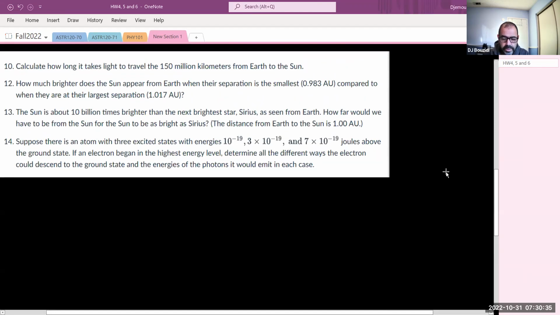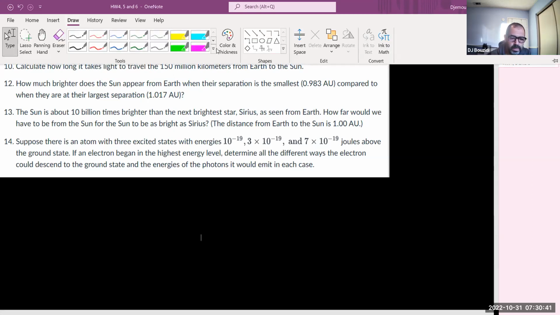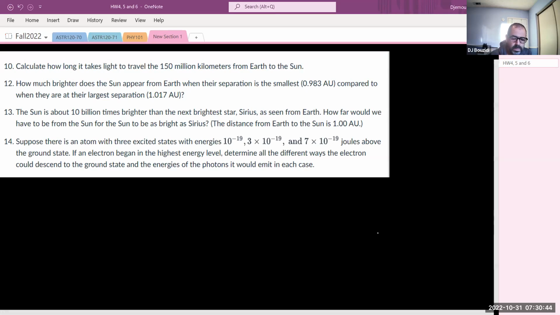Right now, the distance is 1 astronomical unit between us and the sun. So here is the sun, here is the earth, and the sun, of course, is super bright. But Sirius is 10 billion times less bright. Billion is 10 to the power 9, times 10 is 10 to the power 10. So we need to move far away from the sun to a certain distance so that the brightness drops by a factor of 10 to the power 10.